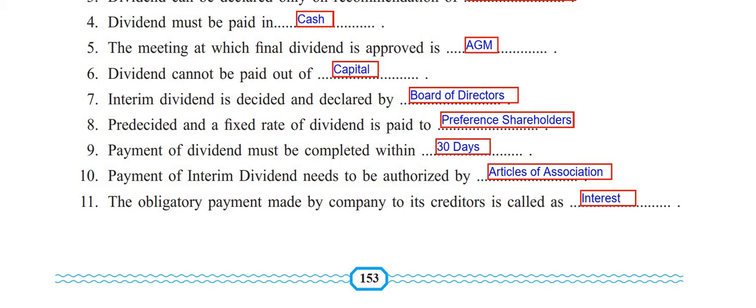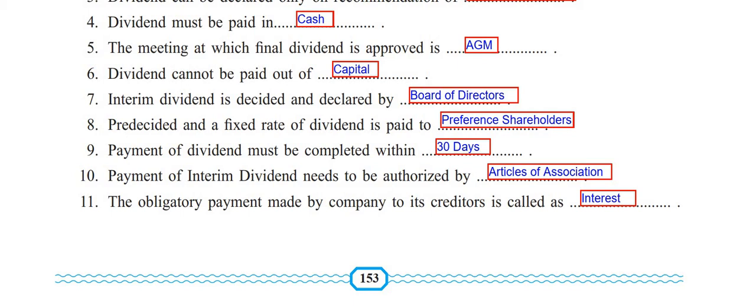Seventh is interim dividend is decided and declared by board of directors. Definitely. Eighth is pre-decided and fixed rate of dividend is paid to whom? Fixed rate is paid to definitely preference shareholders, students. Ninth is payment of dividend must be completed within 30 days. 10th, payment of interest dividend needs to be authorized by articles of association. It is the internal document of the company for sure. So the right answer is articles of association.